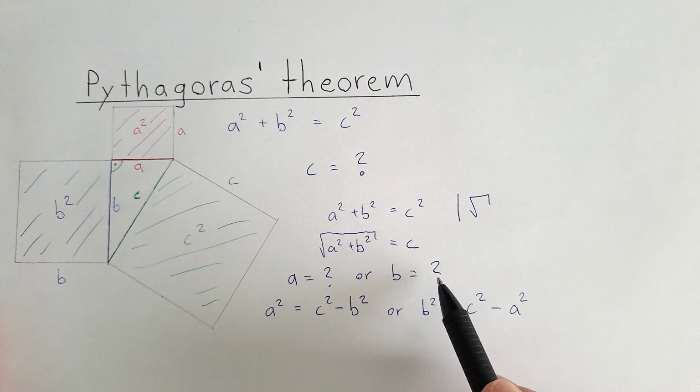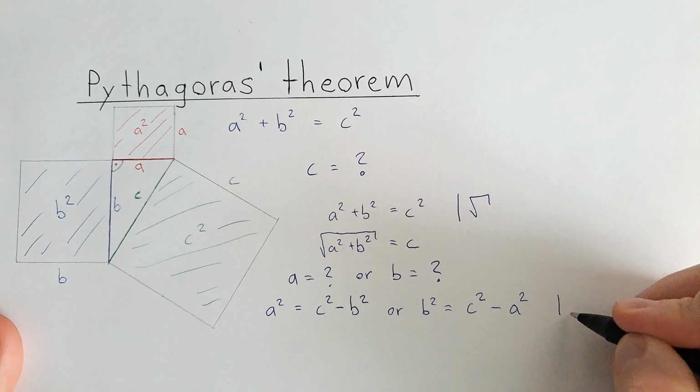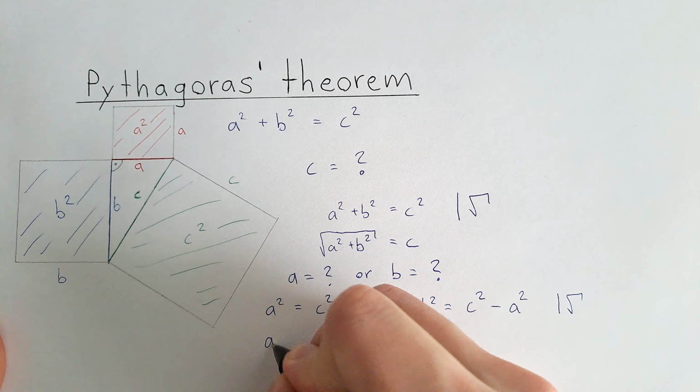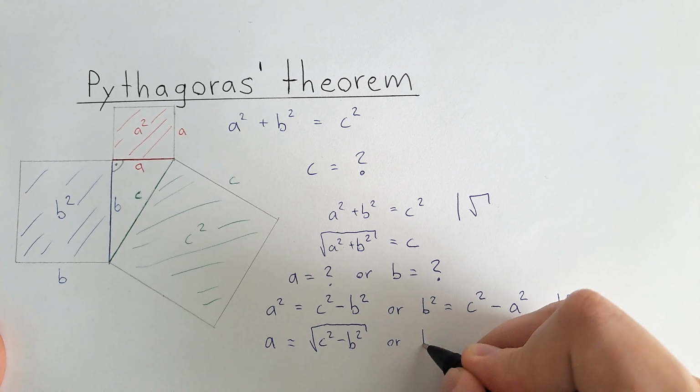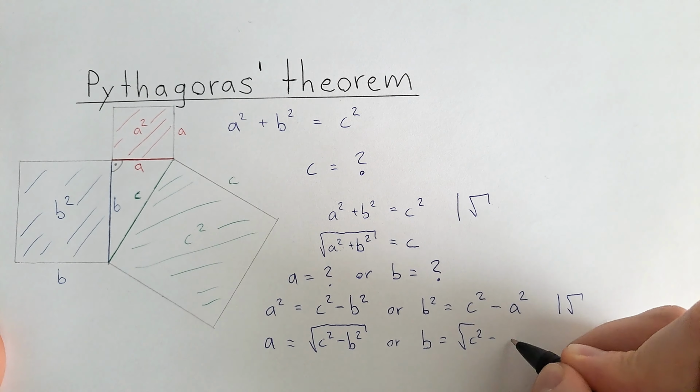When we now want to calculate the length of the cathete, we again take the square root and get b is equal to the square root of c squared minus a squared, or a is equal to the square root of c squared minus b squared.